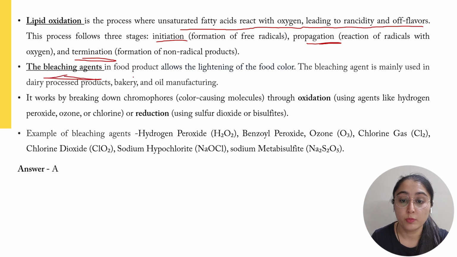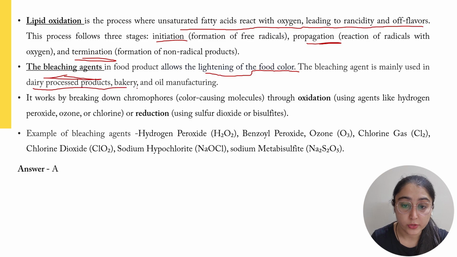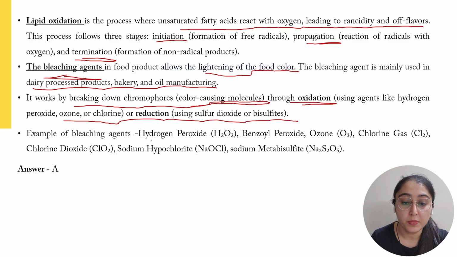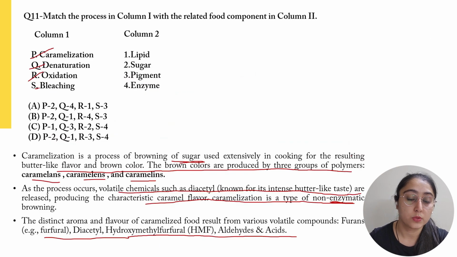Next are the bleaching agents. Bleaching agents in food basically allow lightening of the food color. They are used in different foods, let's say in dairy, processed food, bakery, and even oil manufacturing, to lighten the color of the oil. It works by breaking down the chromophores, which are basically the color causing molecules. So it breaks down the chromophores through oxidation using agents like hydrogen peroxide, ozone, chlorine, or reduction using sulfur dioxide or bisulfites. Examples of some bleaching agents include hydrogen peroxide, benzoyl peroxide, ozone, chlorine gas, chlorine dioxide, sodium hypochlorite, sodium metabisulfite, etc. So let us look at the correct answer to this question.